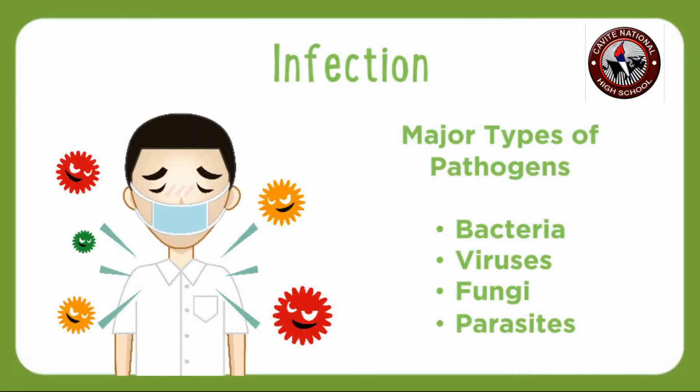Infection refers to the abnormal invasion and successful multiplication of disease-causing microorganisms called pathogens in the body. This causes disruption and damage to body tissues or organs. So there are 4 major types of pathogens or pathogenic microorganisms. Number 1, bacteria, 2, viruses, 3, fungi, and 4, parasites.